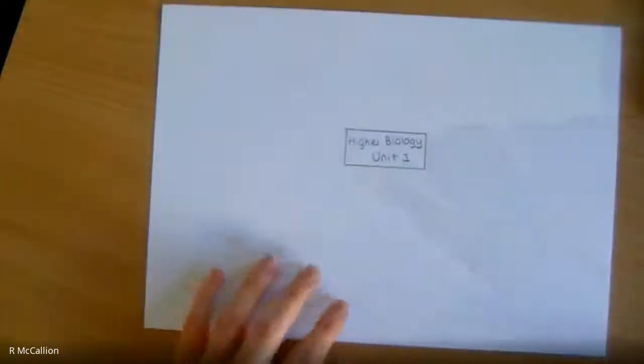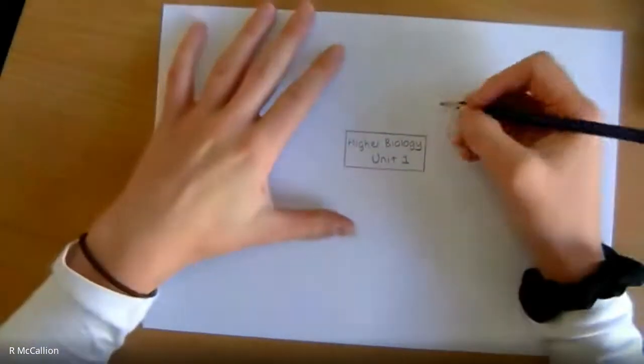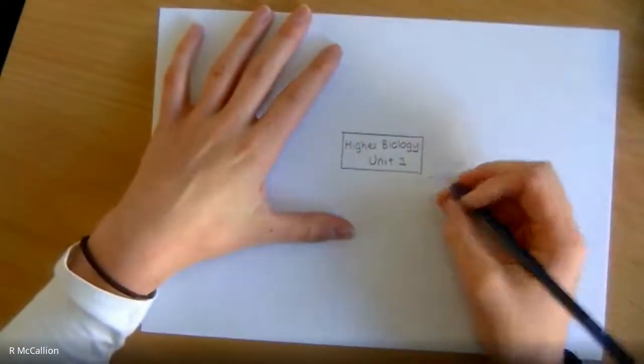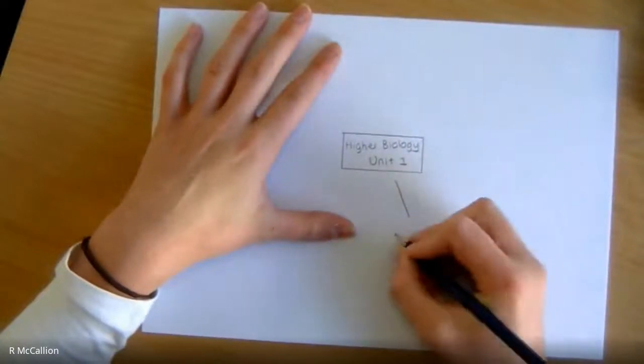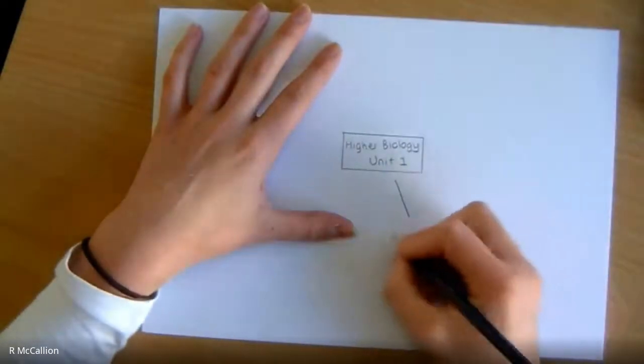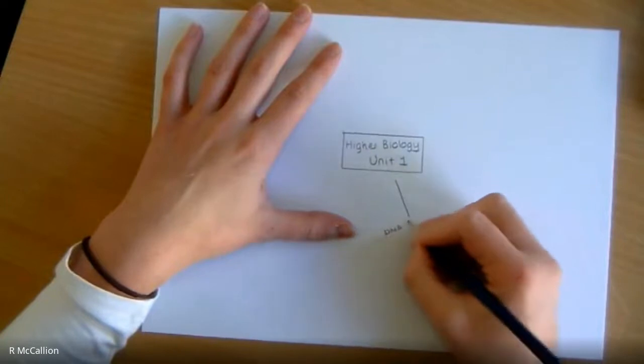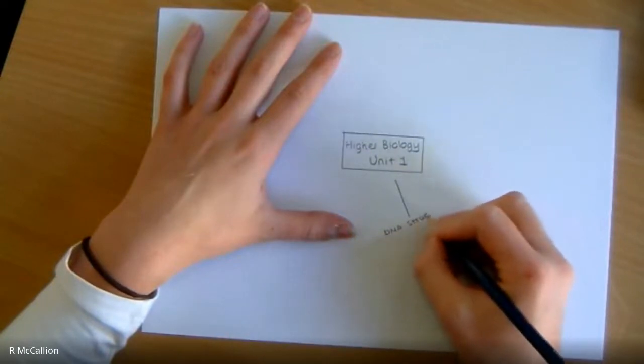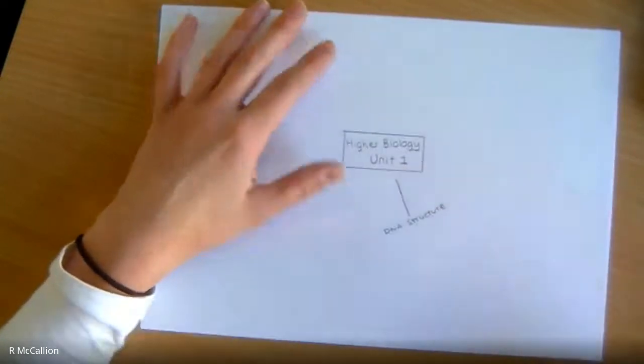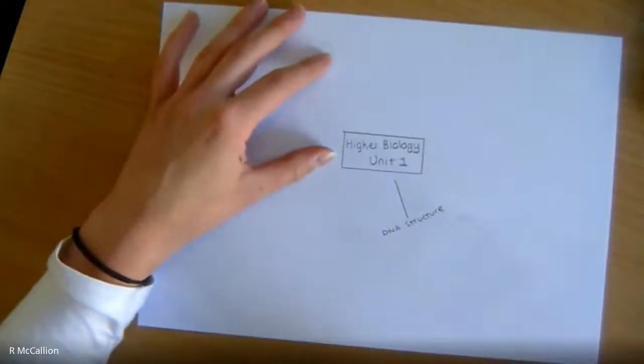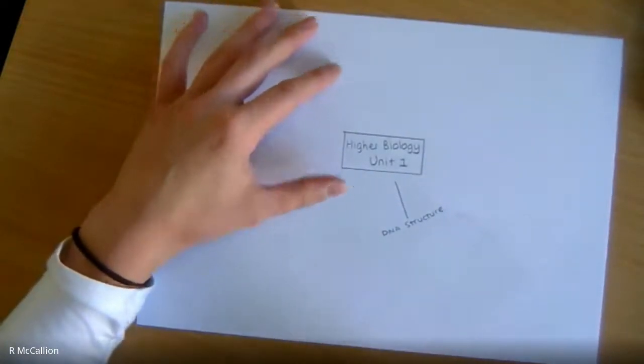Okay, there we go. And what you might do is, for example, there's quite a lot of topics within Unit 1 of higher biology. So you might choose one of your topics to be, for example, DNA structure. Say that was one of your first ones. So you might do that. Now it's up to you if you want to put that in a box again, or if you just want to start going with the arms.